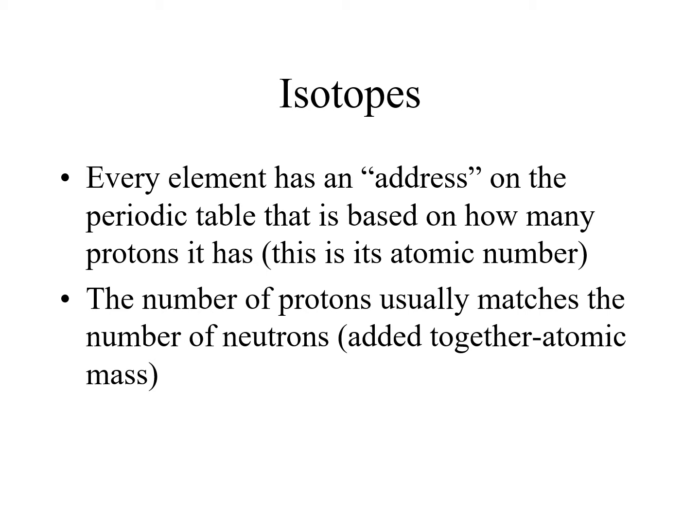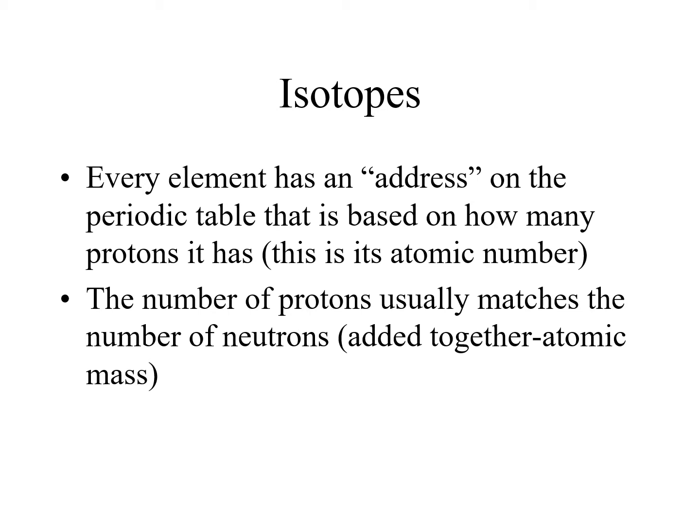Well, the number of protons usually matches the number of neutrons. And so if you look at a periodic table, you'll see 2 numbers. One number is smaller than the other, but the larger number is almost double what the smaller number is. Well, that represents what we call the atomic mass. That's the number of neutrons and protons added together. So remember, structure determines function. The atomic number is how many protons it has, and that gives it its address on the periodic table. When we look at atomic mass, we're looking at protons plus neutrons.